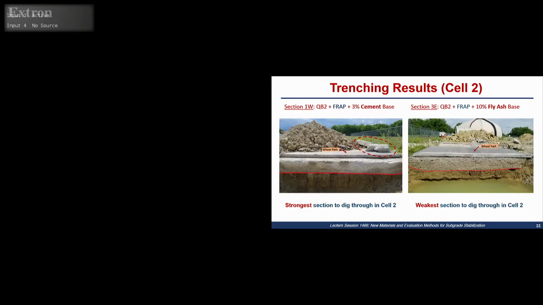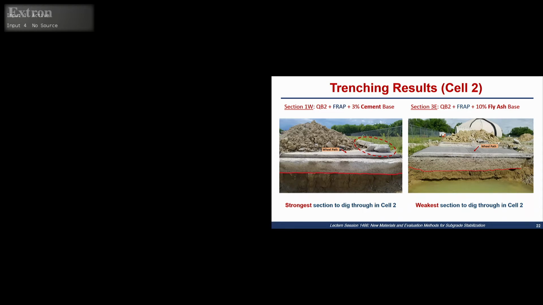These are some pictures from the trenches that we had. This is the strongest section in cell 2, which is the section that had the Quarry By-Product mixed with the WRAP. You can see the WRAP here, the black dots, and cement. We were even able to extract some chunks of stabilized material that were intact, and later cut them into cubes and test their strength from the field study.